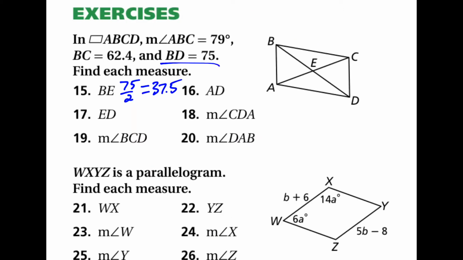We're told that BD is 75. So if the entire diagonal is 75, for a rhombus, the diagonals bisect each other. So we take 75 divided by 2, and the answer is 37.5.